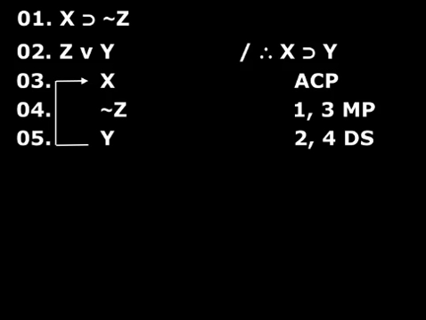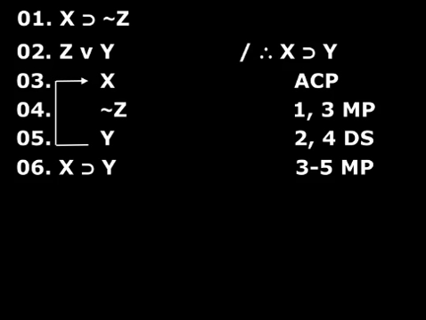The next line has to be a conditional whose antecedent is my ACP and whose consequent is the last line. Okay, so the antecedent is x, that was my ACP. The consequent is y, because y was the last line of my subproof.